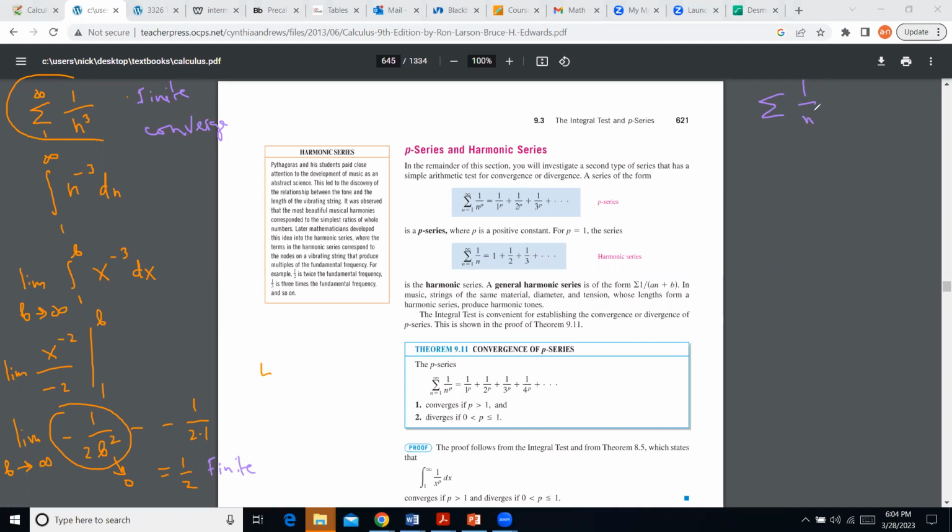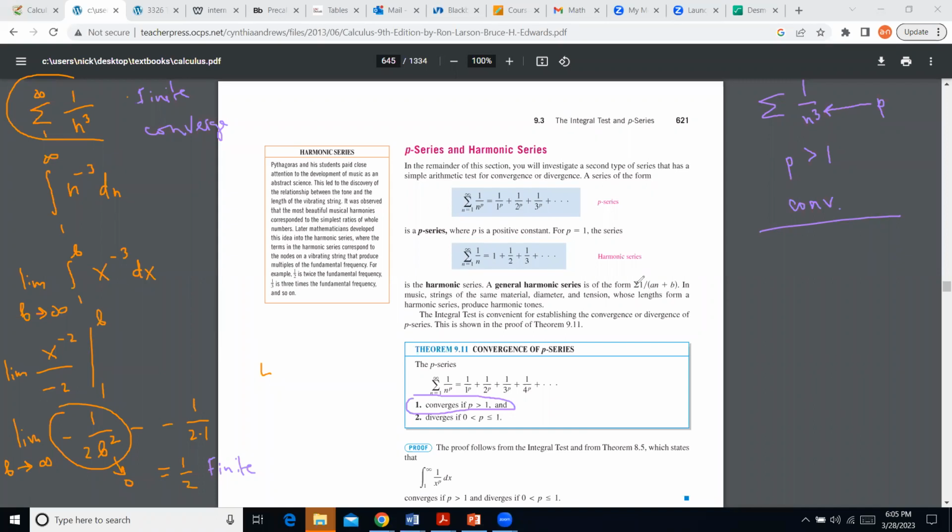So 1 over n cubed. So this is our power. They call it letter P. So if P is greater than 1, then the series is going to converge. And that's really all you wanted to say here. So you don't have to check this out. But we checked this out, and the power is 3. It is definitely greater than 1.